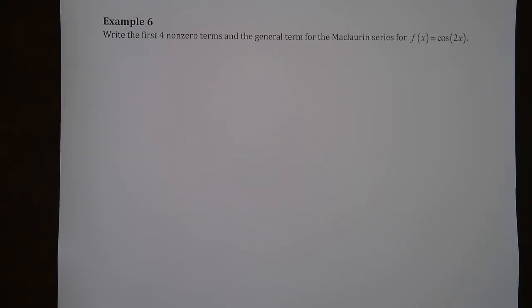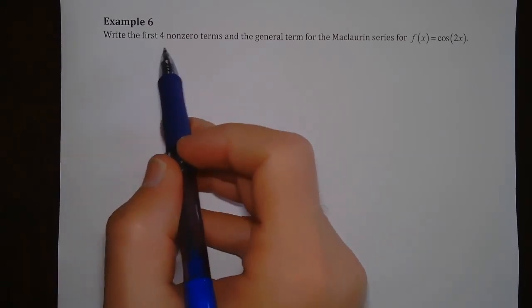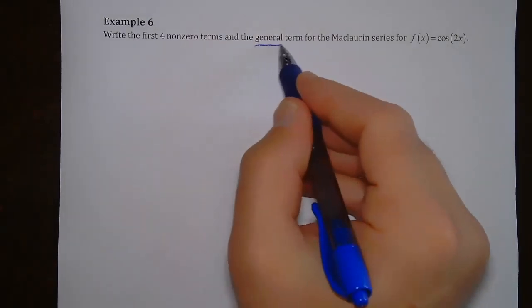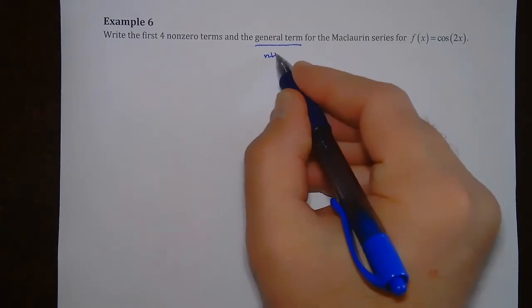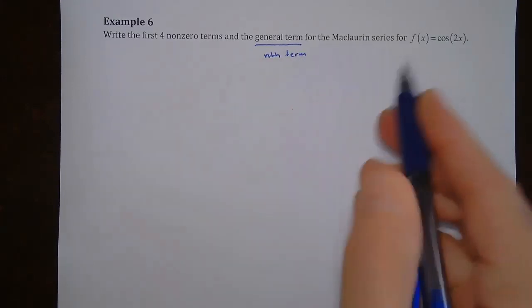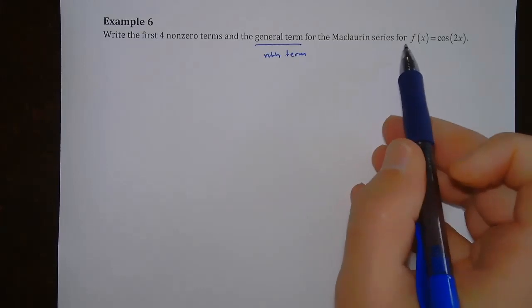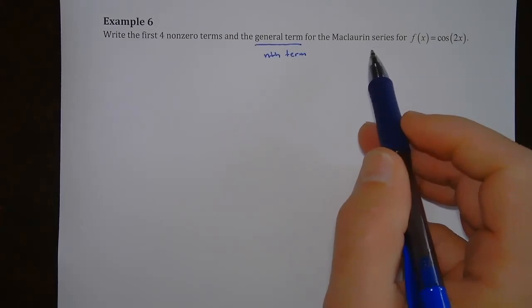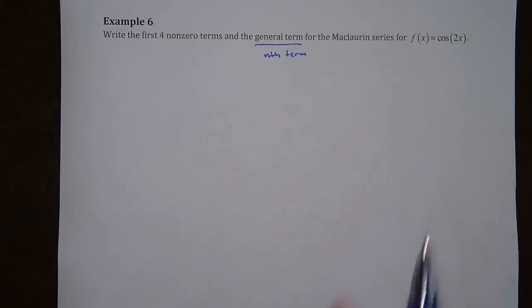Okay, for this last example, example 6, we want to be able to write the first 4 non-zero terms and the general term. Now, general term means the nth term. Okay, for the Maclaurin series, which is a Taylor series for f of x equals cosine of 2x. So when they say Maclaurin series, it's centered at x equals 0. Now the next lesson on Taylor series is we're going to do it where it's not centered at x equals 0. Okay, so that's coming up. But all of what we're doing today is really Maclaurin series because we're centering it at x equals 0. Okay, that's where the convergence is centered at. All right, so the first 4 non-zero terms.